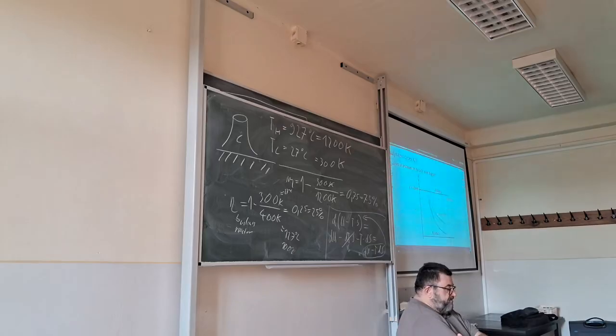And this is a repeat from the last lecture. We have the P, the pressure volume diagram. This is the isochoric process, this is the isobaric process, isothermal, and adiabatic process. And that's it.